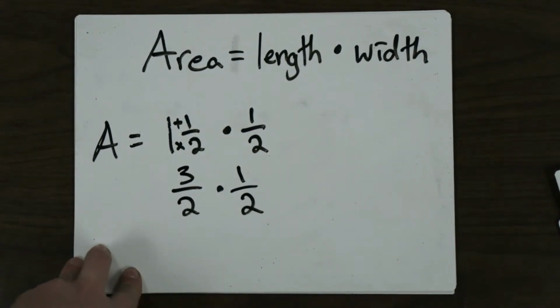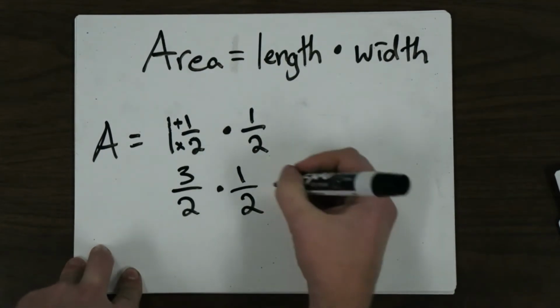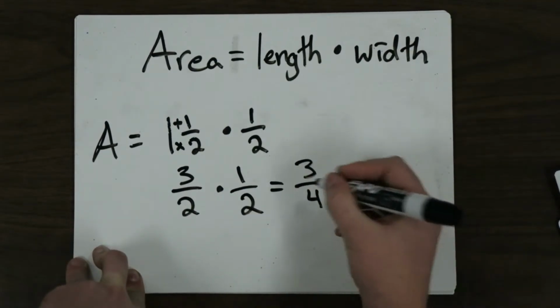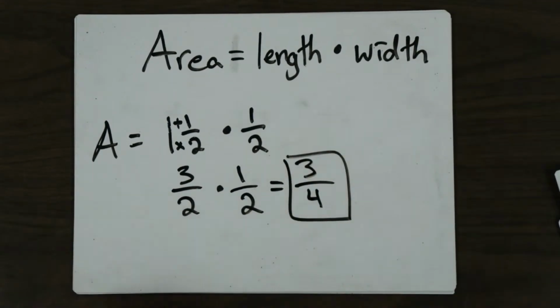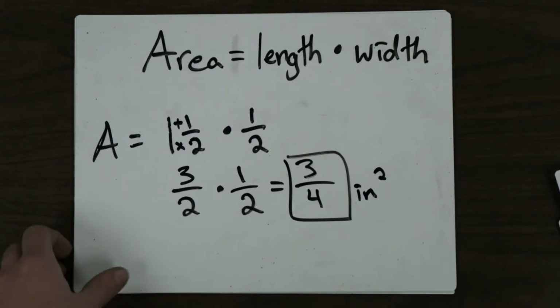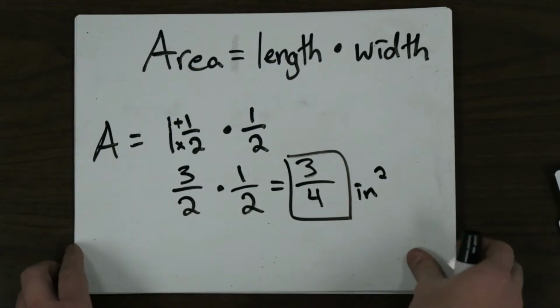And when I'm multiplying fractions like this, I just go straight across. 3 times 1 is 3. 2 times 2 is 4, and so the area of the tessellation is 3/4. Technically it's 3/4 inches squared, but 3/4 is the main part to remember here.